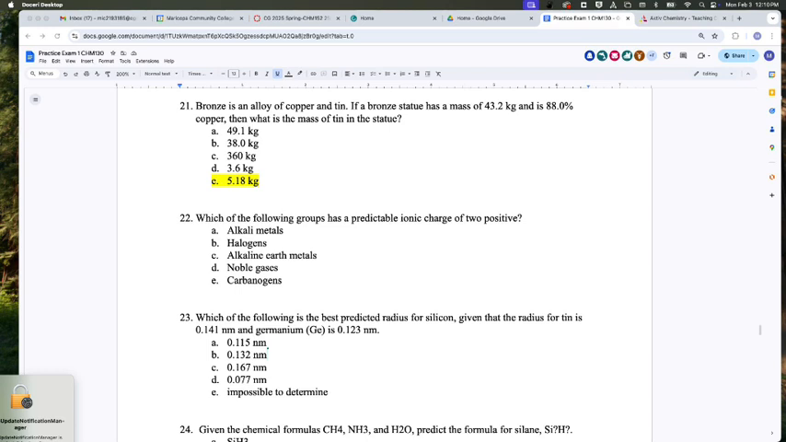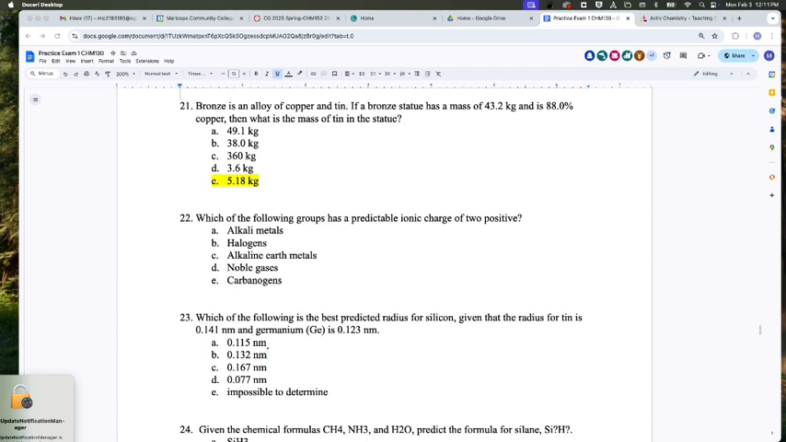Okay? This is where that first sentence can come into play. Because if I look at my given information, I've got bronze and copper. Do you see tin? No. So where does the tin come into play? Bronze equals copper and tin.